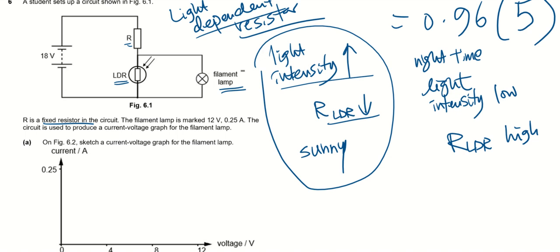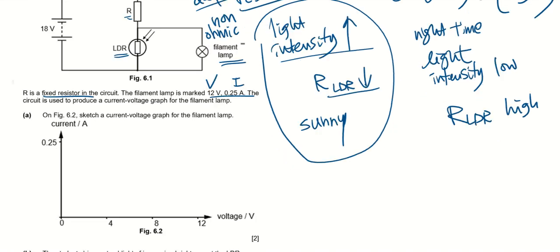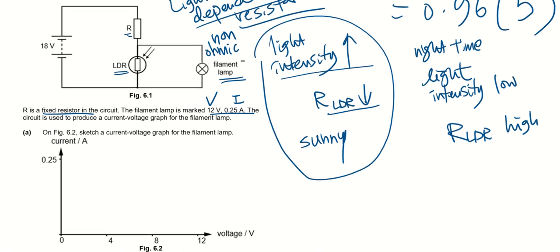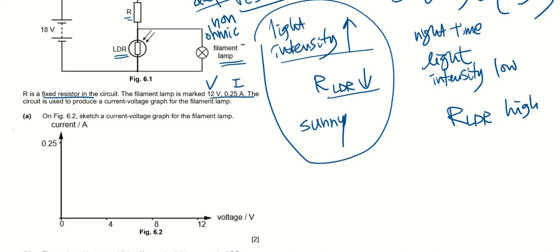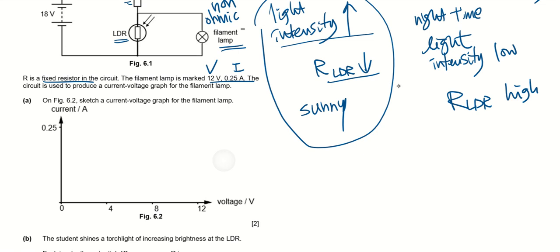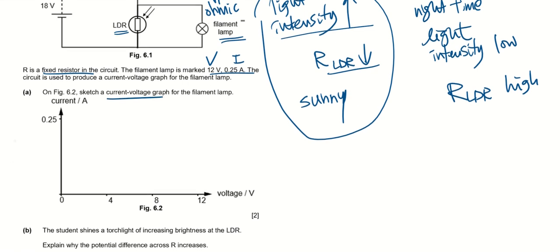The filament lamp over here is marked as 12 volts, 0.25 ampere. So this is V, this is I. So I can actually calculate, for 12 volts and at a current of 0.25, what is the resistance of this filament lamp. But you should also know that the filament lamp is non-ohmic. Okay, so the circuit is used to produce a current-voltage graph for the filament lamp. So on figure 6.2, sketch an IV graph for the filament lamp.